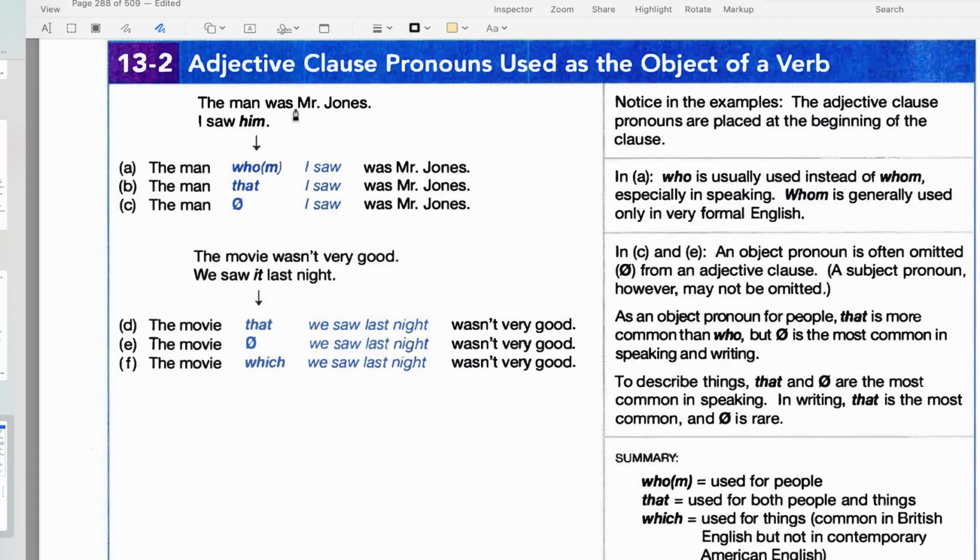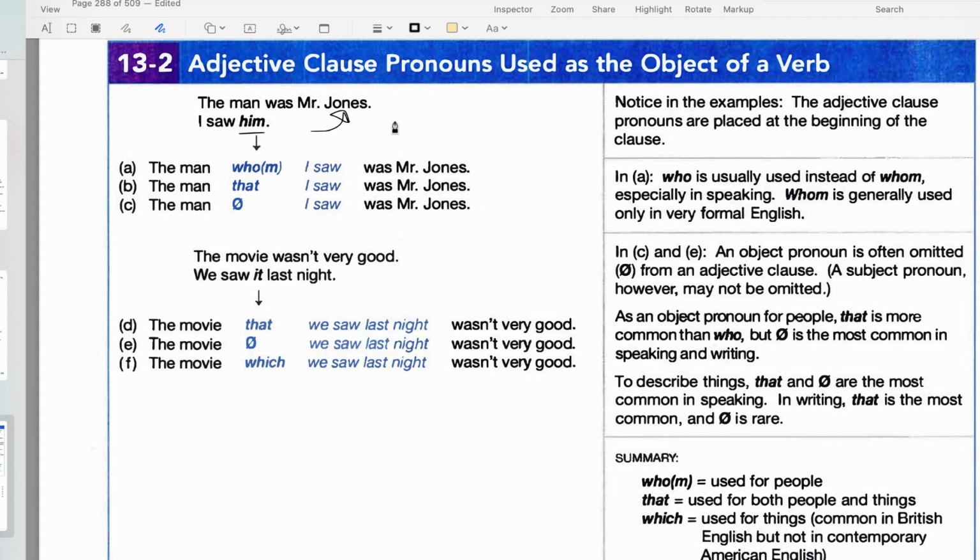Again, we are looking at two sentences. The man was Mr. Jones. I saw him, him being Mr. Jones. It's the same person. So remember, I said, if you have the same noun in the two sentences that you're trying to combine, then instead of saying him or Mr. Jones, you would just use one of the relative pronouns that signals to your reader or listener, I'm a complete sentence, but I'm going to embed myself into another sentence. Therefore, it becomes dependent on the main clause.